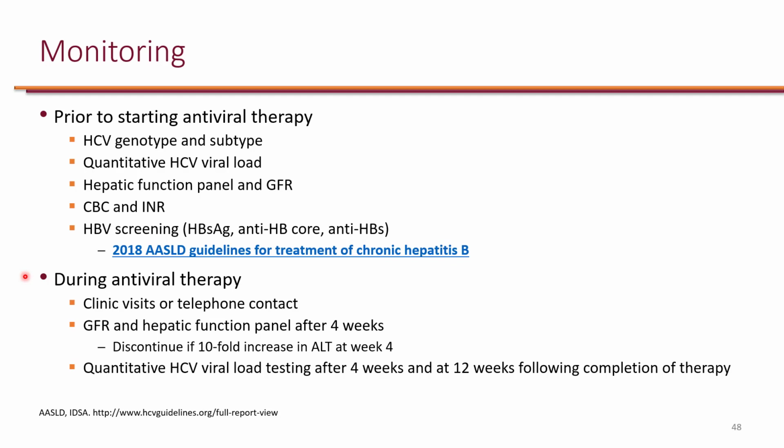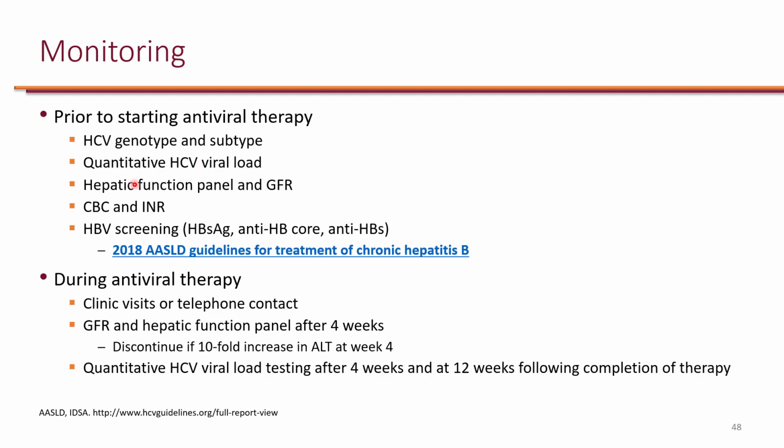Before we actually start antiviral therapy, it's important for us to evaluate the hepatitis C genotype and subtype. So this is after someone gets diagnosed with Hep C, we need to determine the genotype and subtype because that determines which regimens to use as well as how long to treat the patient. Quantification of the Hep C viral load also helps in that process.